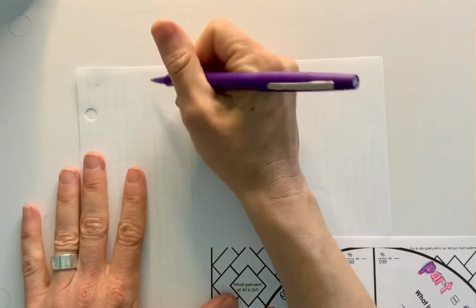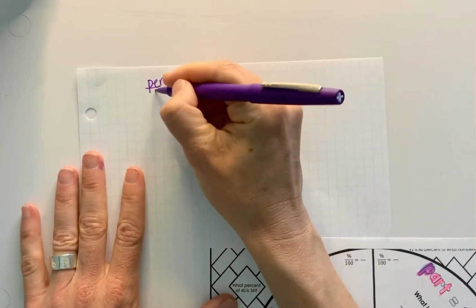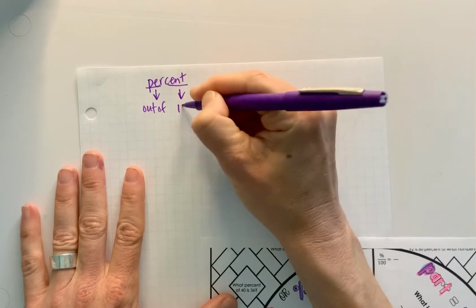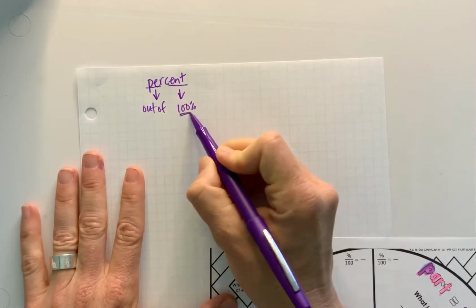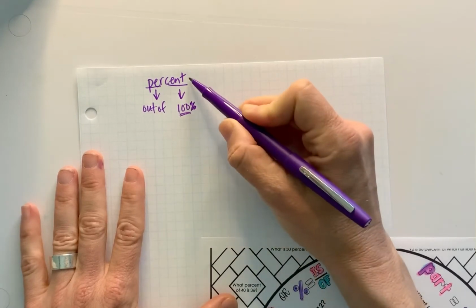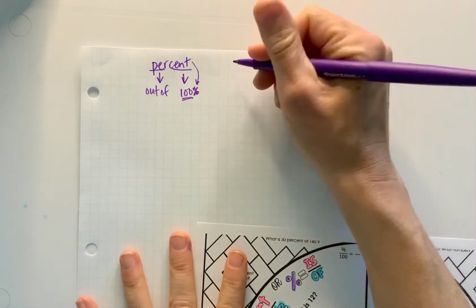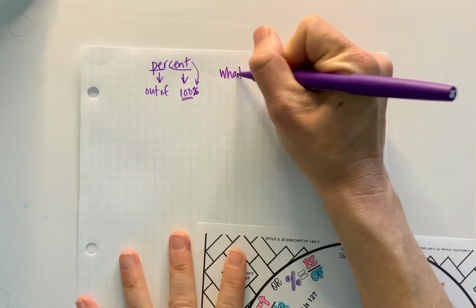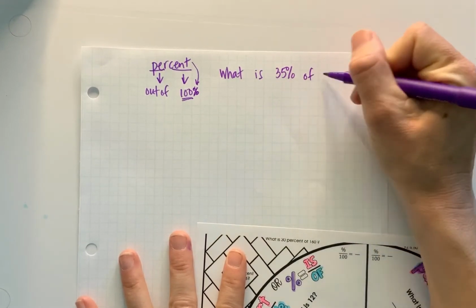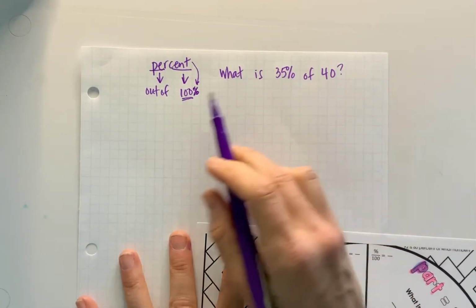So we remember that percent, if we break it apart, per means out of, and cent means 100. So percent just means out of 100. And I just put the little percent sign there for you because that's the symbol that we use for percent. And we explored a problem that looks like this. What is 35% of 40?